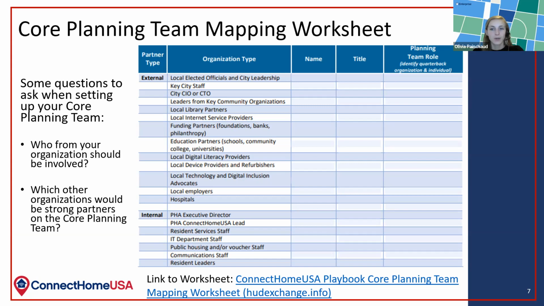A few questions to consider when assembling a core planning team include who from your organization should be involved, and which external organizations would be valuable members of your core planning team. In addition to deciding on your core team, it is important to identify which area of the digital inclusion stool your core planning team will focus on first. Where is there the most need? Is it helping residents access devices? Or alternatively, what might be the lowest hanging fruit? Maybe you want to focus on easy wins at first and progress further in your digital initiative.